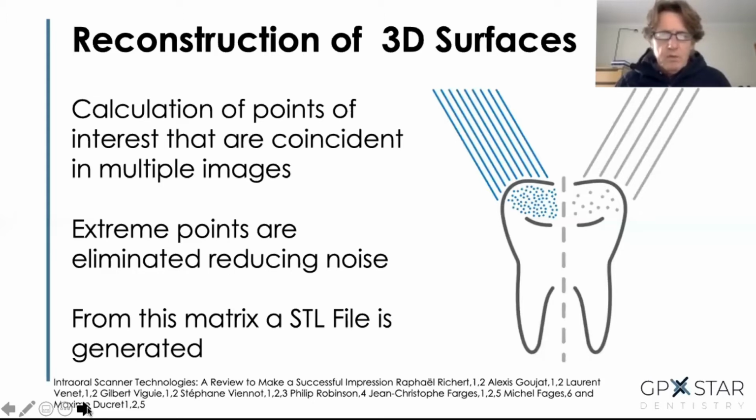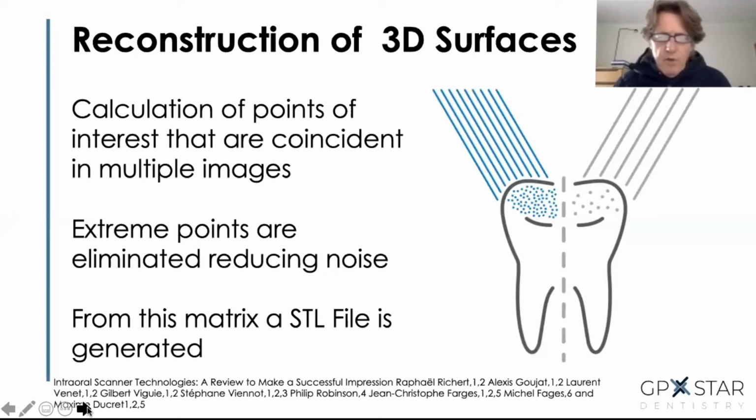So what do we mean by extreme points? When there are points that do not fall directly within the level of the surface, in other words, you have a peak or a valley that is not really going to coincide with creating a 3D surface, that will just be thrown away. In that way, you reduce the noise. In other words, you increase the clarity of what your picture is going to look like.